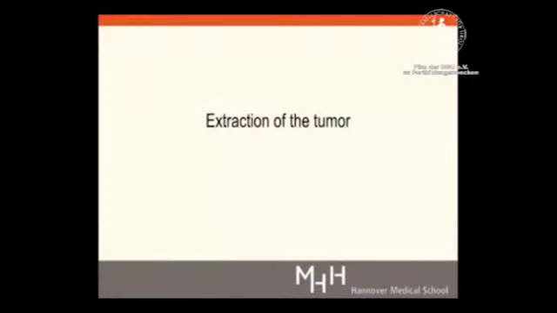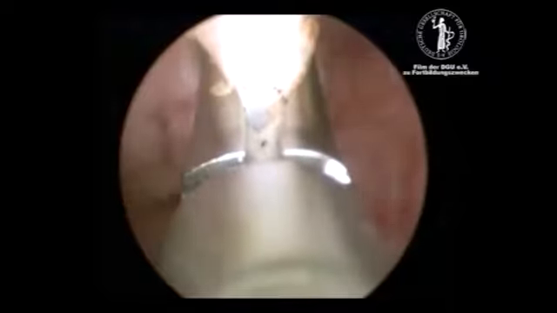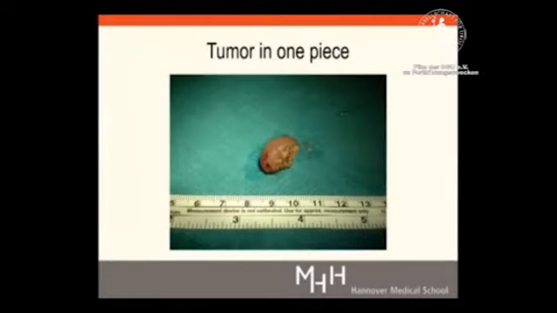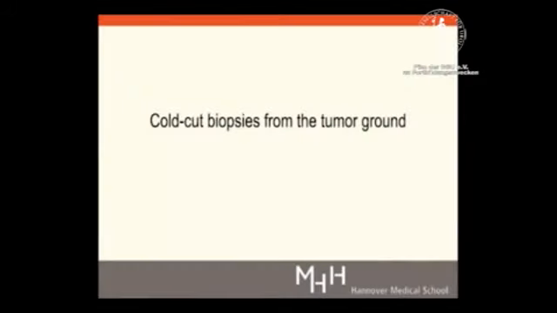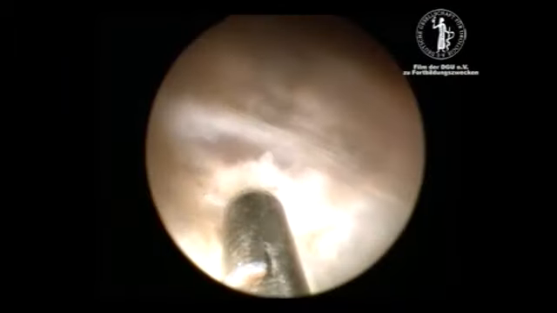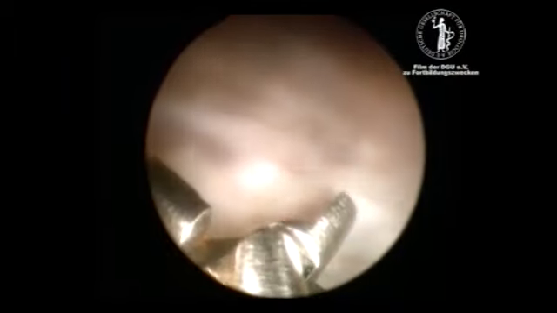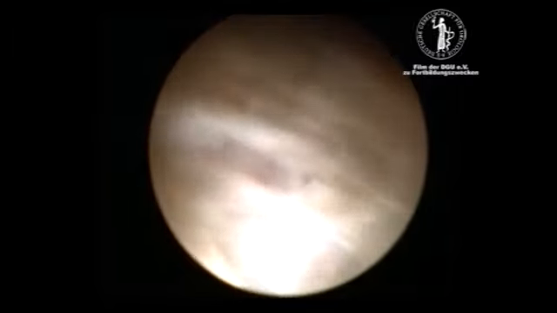Extraction of the tumor. The tumor is extracted endoscopically in one piece with a grasper. Small tumors are extracted through the resectoscope's outer sheath. Larger papillary tumors up to 3 centimeters are extracted under endoscopic vision through the urethra. Cold cut biopsies from the tumor ground. At the end of the procedure, 2 cold cut biopsy specimens are taken from the tumor ground.